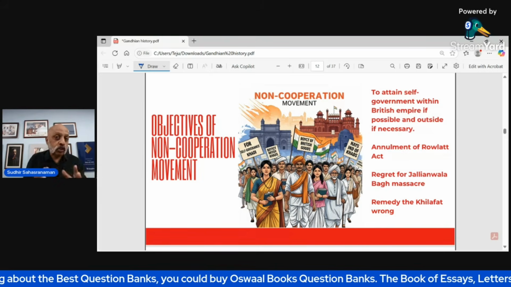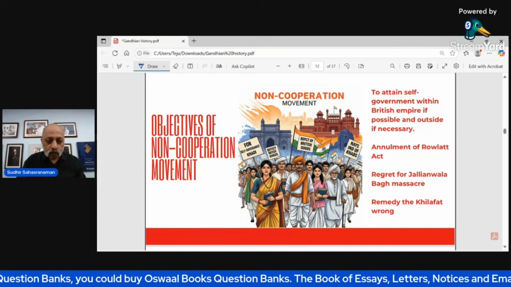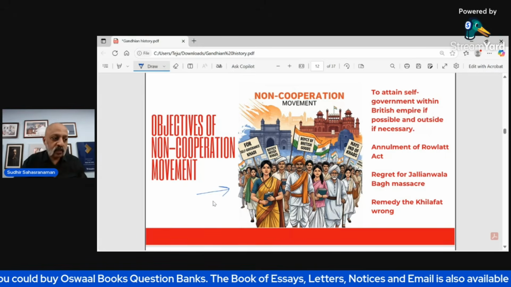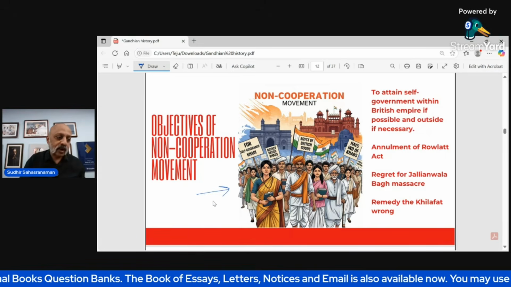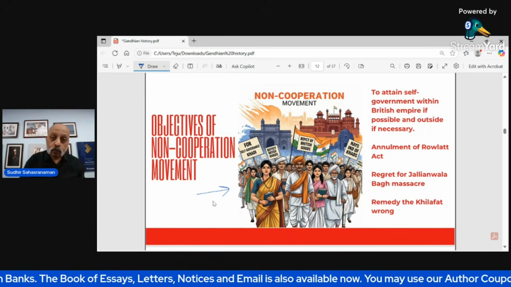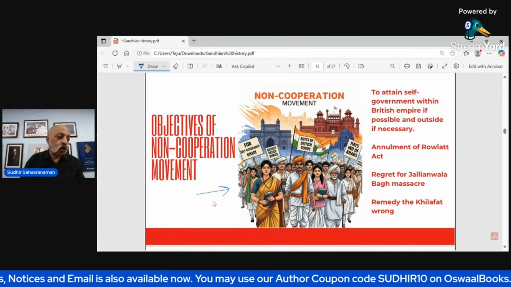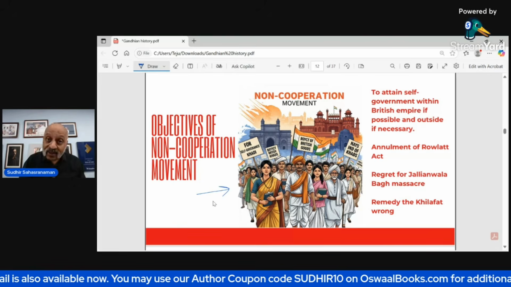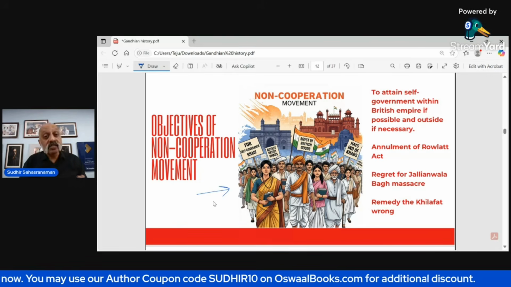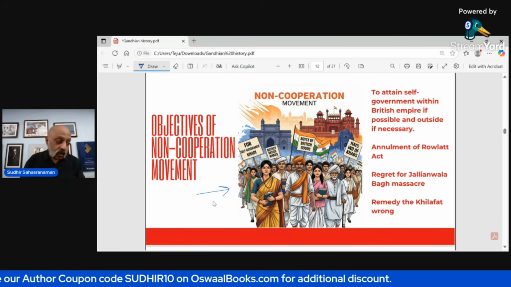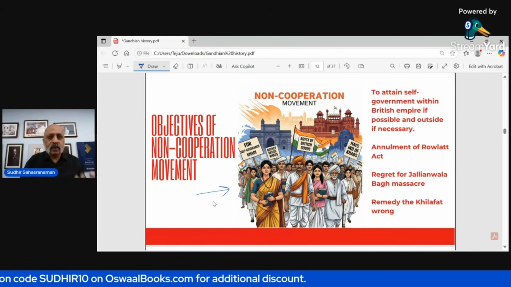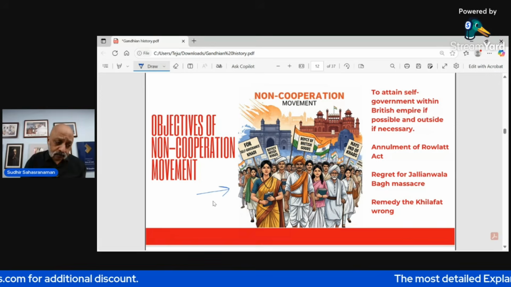Now, what happened also as part of the entire non-cooperation movement, as you can see in these pictures, programs like Swadeshi and boycott were undertaken. Foreign goods were boycotted. People refused to attend government functions. Many resigned from the nominated seats in local body governments, because some Indians would be nominated. They resigned.